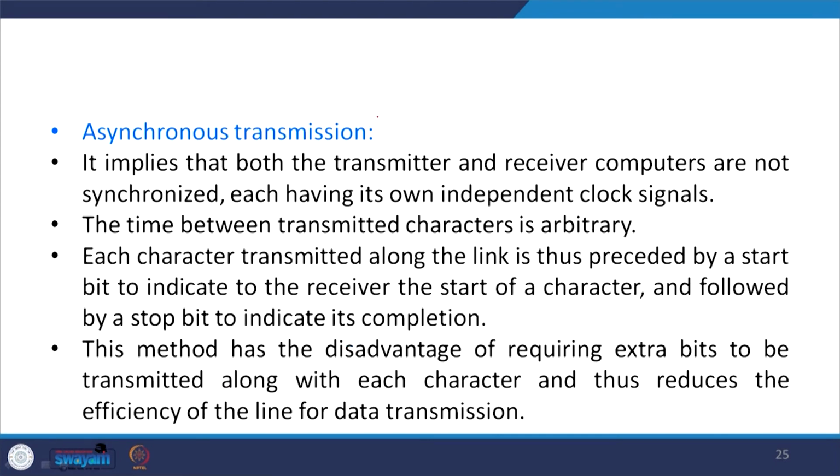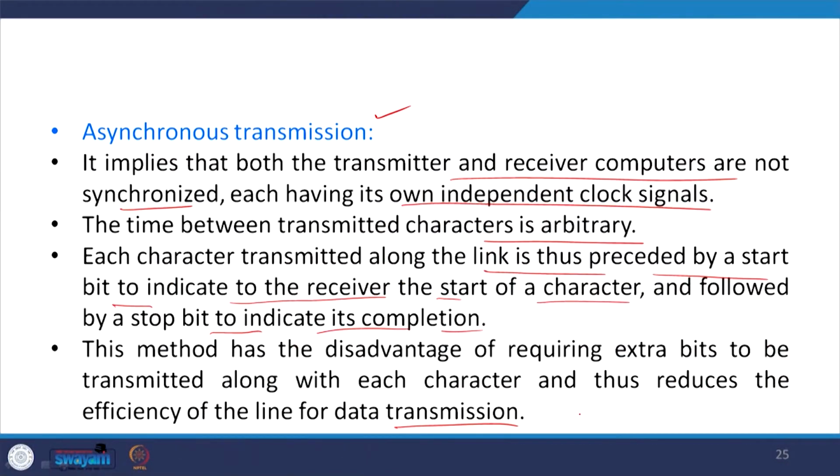Asynchronous transmission basically implies that the transmitter and receiver computers are not synchronized, each having its own independent clock signal, as I just told you. The time between the transmitted characters is arbitrary, and each character transmitted along the link is thus preceded by a start bit to indicate to the receiver the start of a character, and followed by a stop bit to indicate its completion. This method has the disadvantage of requiring extra bits to be transmitted along with each character, and thus reduces the efficiency of the line for data transmission.